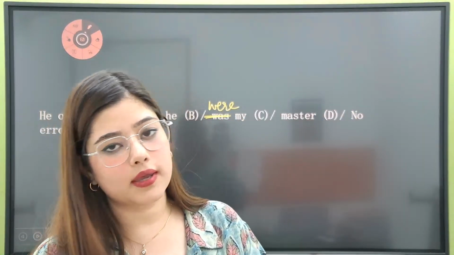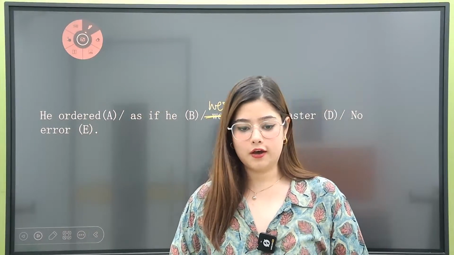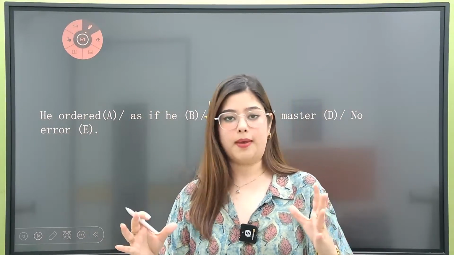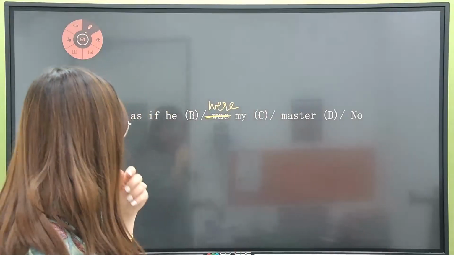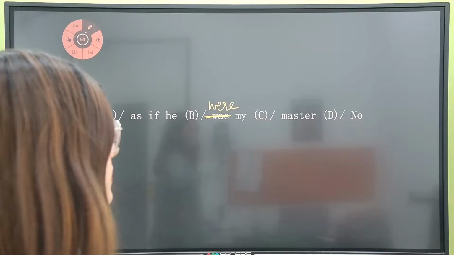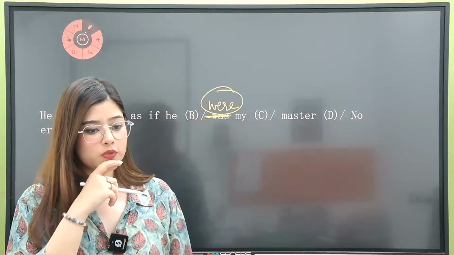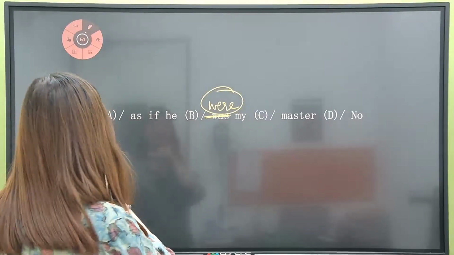So whenever you're talking about any hypothetical or imaginary situation, please remember, this is a very common error that students tend to make. You will not use was. Instead, you will use were. Okay?